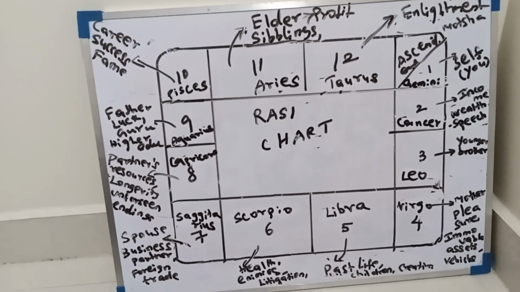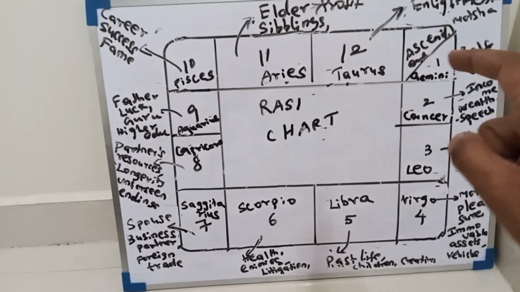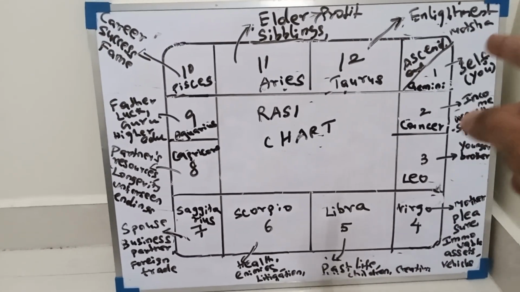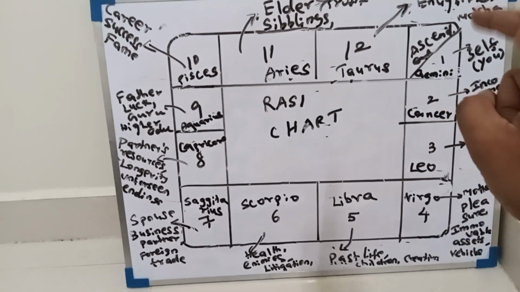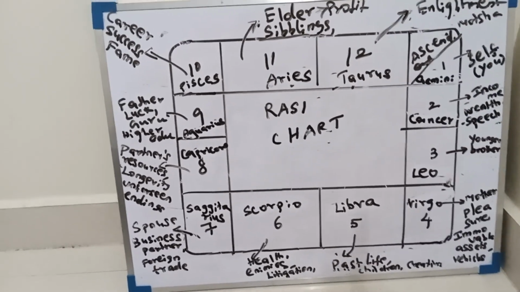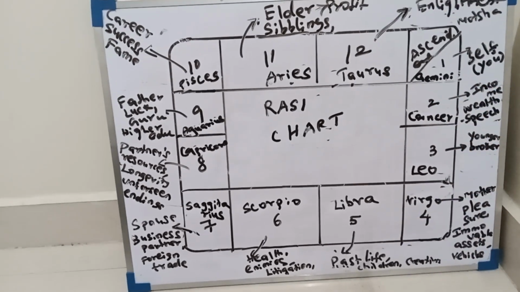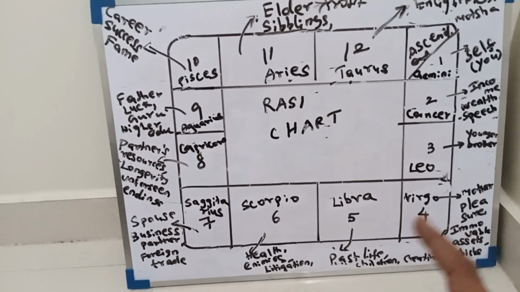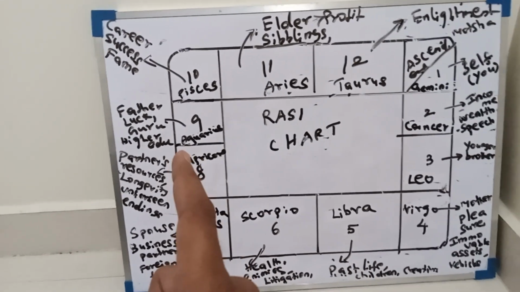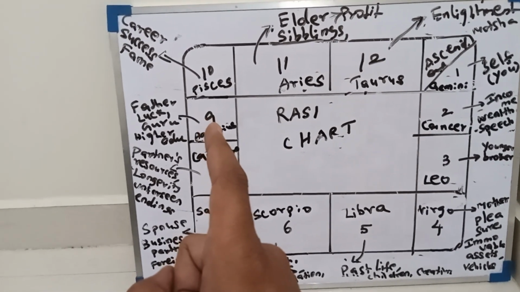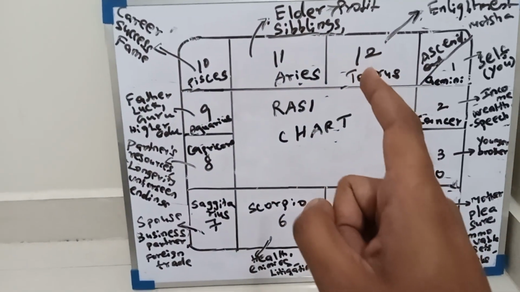The example here that I have denoted, the person is actually a Gemini ascendant, and that's why there is a slanting line here in the house of Gemini, and it's mentioned as ASC or ascendant. So first one is the Gemini house, next followed by Cancer house, number two. Number three is Leo. Number four, Virgo. Number five, Libra. Number six, Scorpio. Number seven, Sagittarius. Number eight, Capricorn. Number nine, Aquarius. Number 10, Pisces. Number 11, Aries. And number 12 is Taurus.